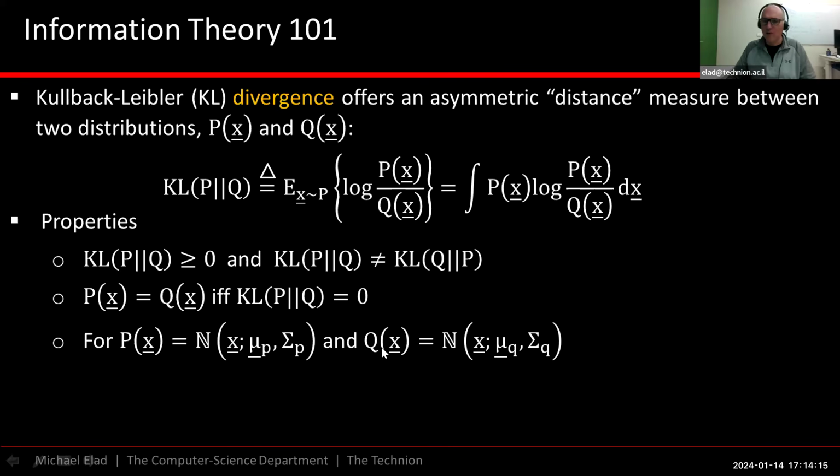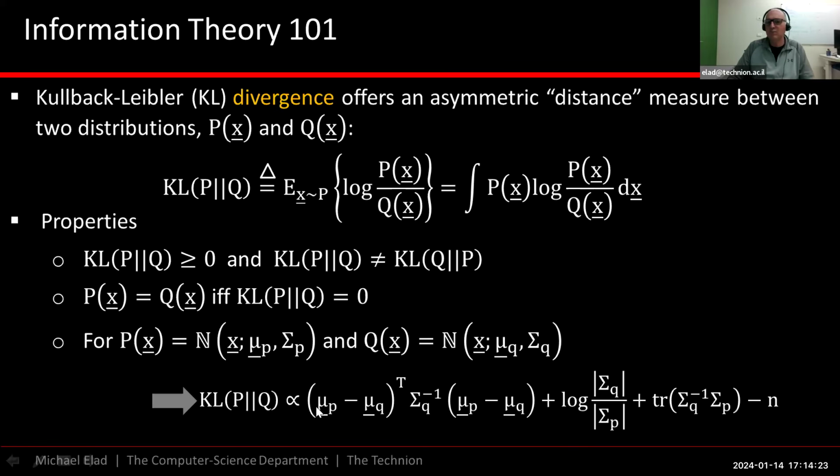In the case of two Gaussians, and this is critical for us, for the distance between two Gaussians that have general means and covariances, there is a closed form expression for the KL. And we will be using it. In fact, we might even use it today, in the context of variational autoencoders. Okay, so this is the KL.